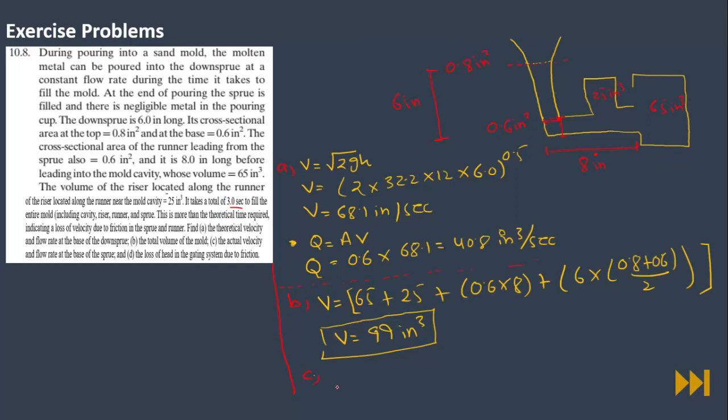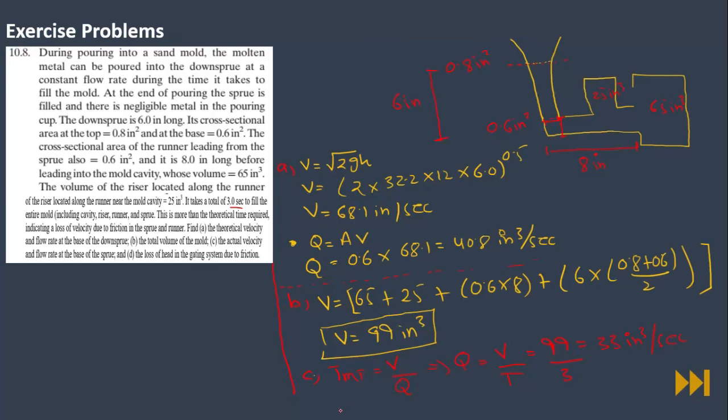As we know, the time required to fill the mold is equal to the volume divided by the volumetric flow rate. To calculate the actual volumetric flow rate, we have Q equals the volume divided by the actual time. The total volume was 99 inch cube divided by the time, that is 3. So we have 33 inch cube per second. That is the actual volumetric flow rate.